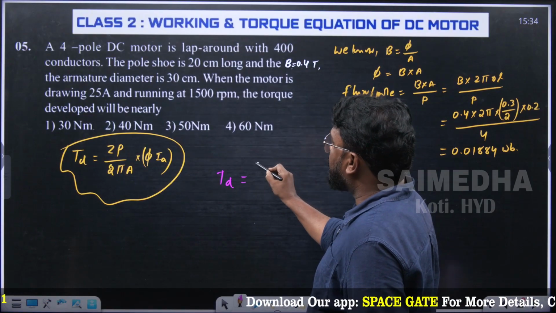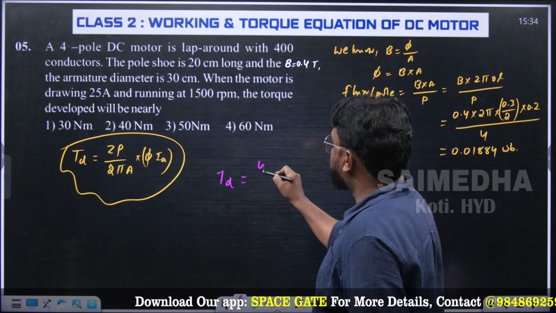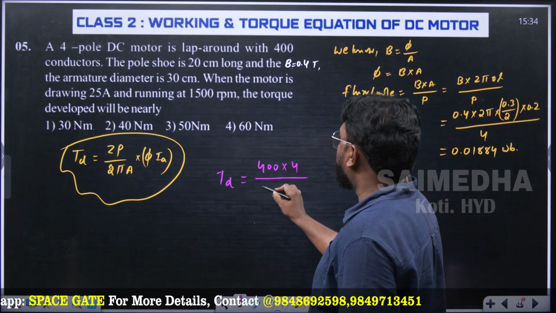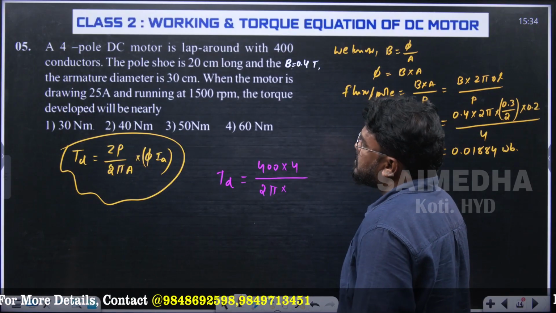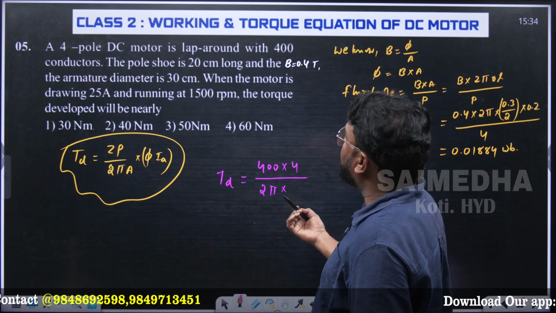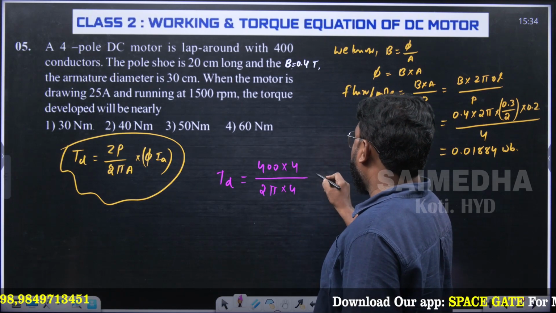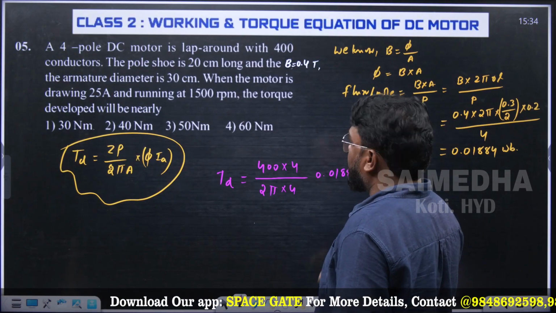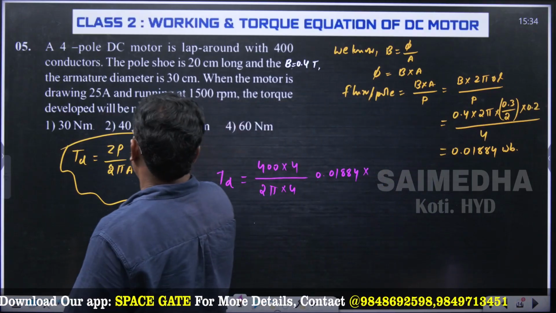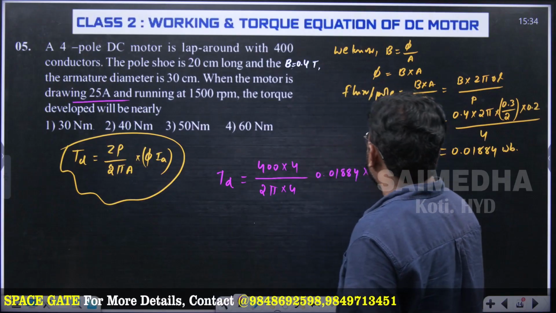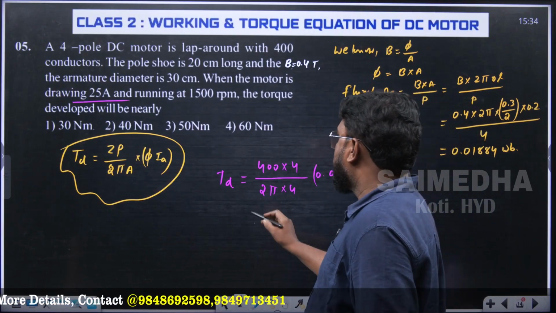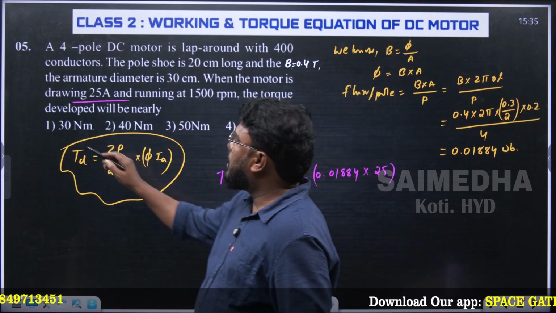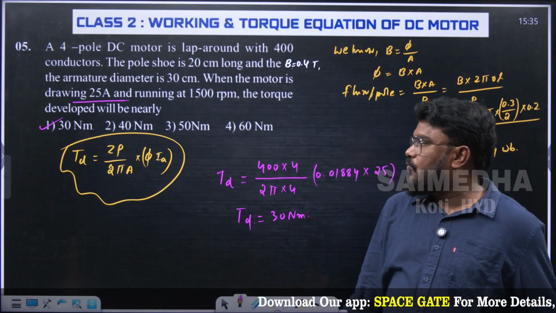Number of conductors is equal to 400 conductors. So this 400 multiplied by number of poles, which is 4 poles, and 2 pi a, where a is the number of parallel paths, and flux is equal to 0.01884, and into armature current, so drawing the armature current of 25 amps. So now this value is equal to 25. By solving this you will get 30 Newton meters. So the answer for this question, option 1, is correct.